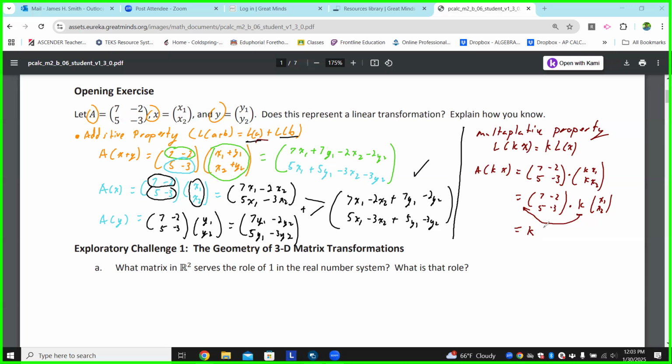All right, where's my pen? There it goes. And so then when I rewrite this as 7, -2, 5, -3, and then x1, x2, all I'm going to do now is go back. K is just K. This is my A, and this is my X. Is that what I just needed to prove for the multiplicative property? Yes, I pulled the K out and it gave me the same result. So both parts are proven. Therefore, this is a linear transformation.